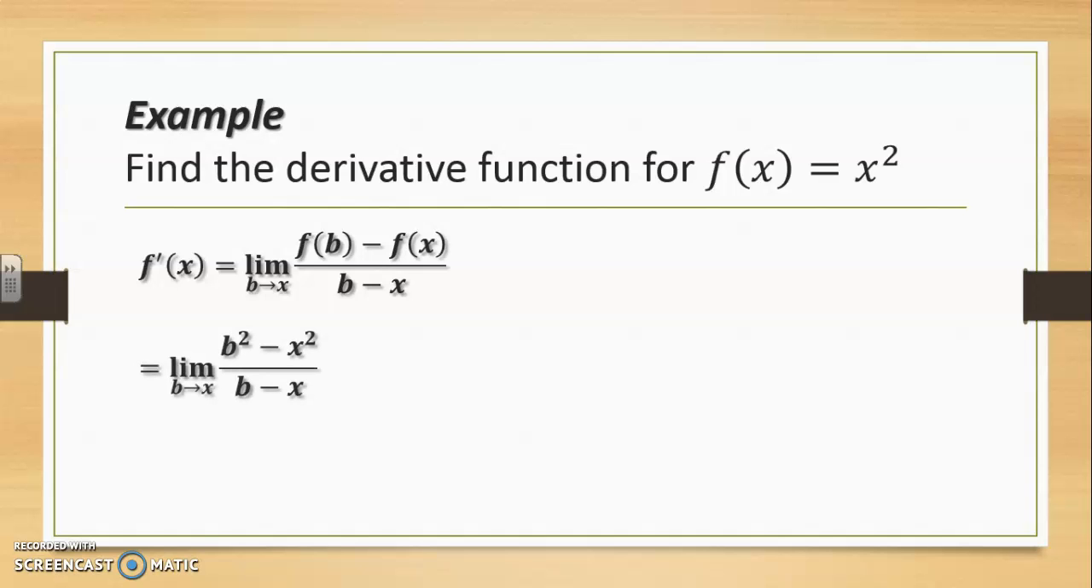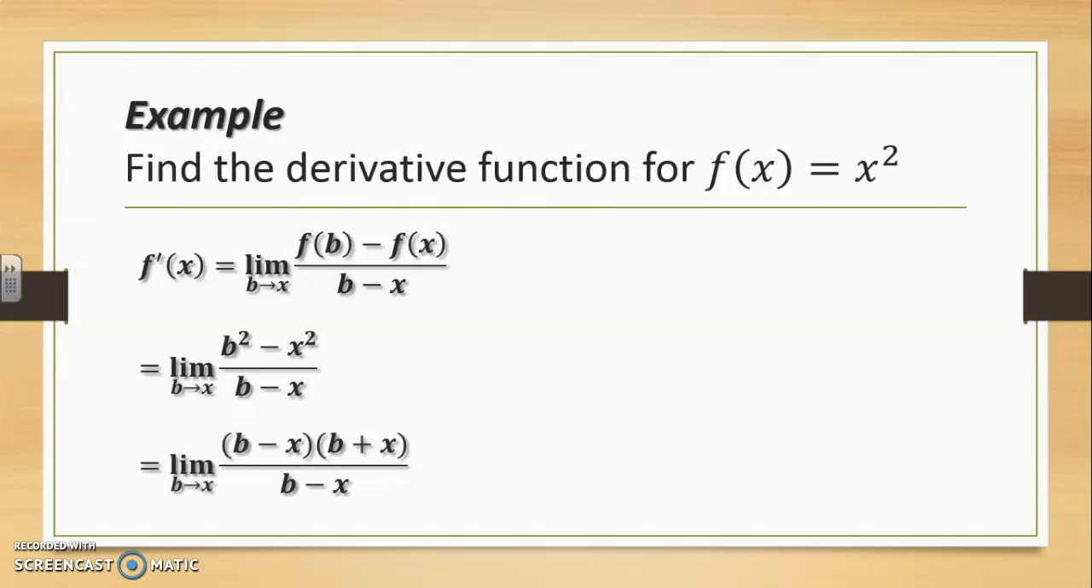Applying the rules that apply for f of x and f of b, we have b squared as the value of f at b, and we have x squared as the value of f of x. So b squared minus x squared over b minus x as b moves towards x. This is obviously a 0 over 0 form, which we can solve through factoring and cancelling.